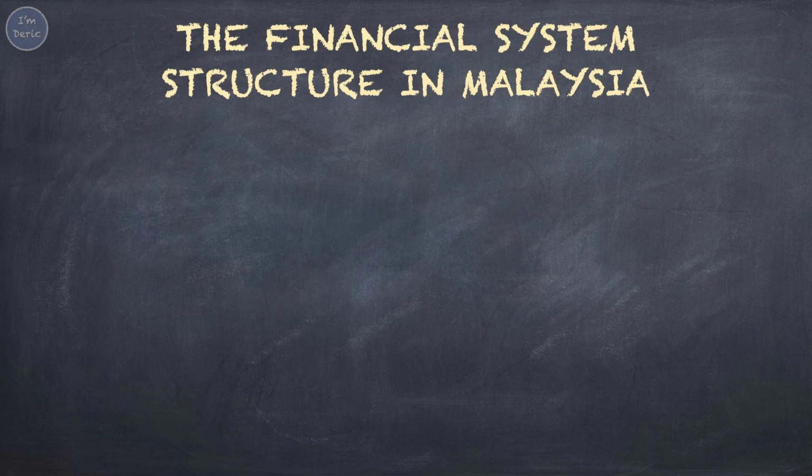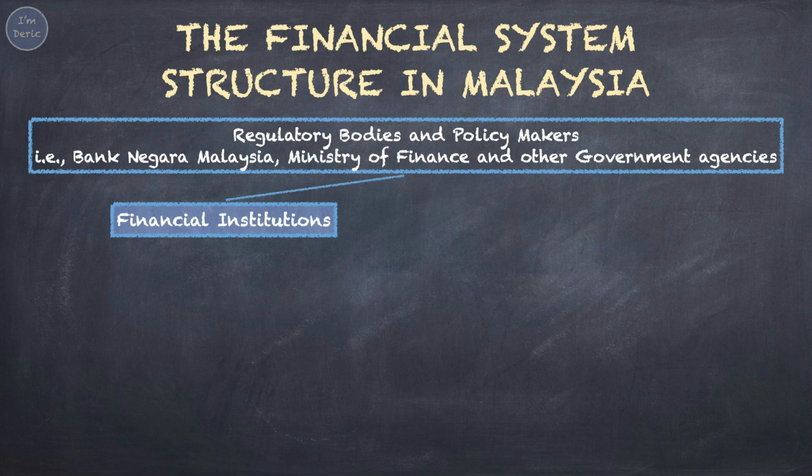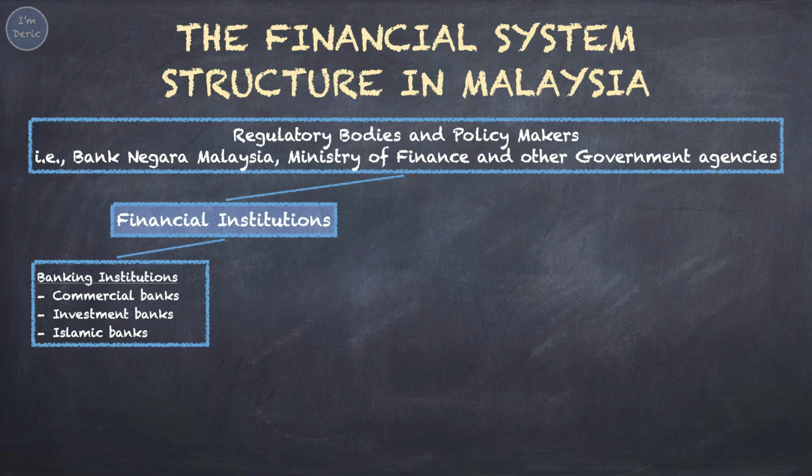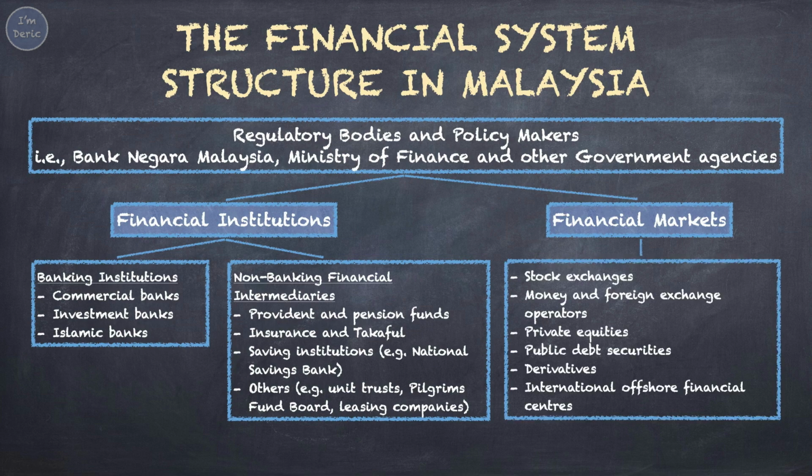For the financial system structure in Malaysia, the highest authority is the regulatory bodies and policymakers such as Bank Negara Malaysia, Ministry of Finance, and other government agencies. Under financial institutions, there are two divisions. First, banking institutions, which include commercial banks, investment banks, and Islamic banks. Second, non-banking financial intermediaries, which include provident and pension funds, insurance and takaful, saving institutions, and other institutions such as unit trusts, Pilgrims Fund Board, and leasing companies. On the other hand, under financial markets, we have stock exchanges, money and foreign exchange operators, private equities, public debt securities, derivatives, and international offshore financial centers.